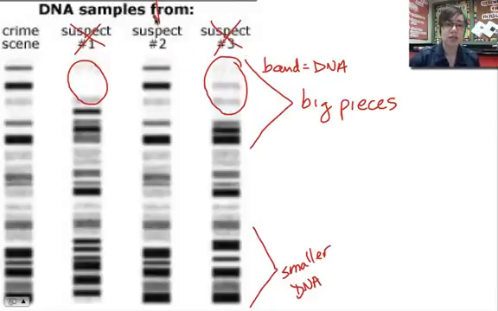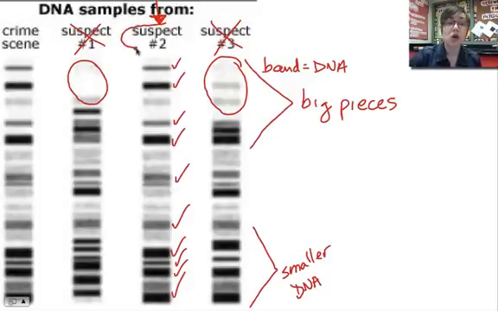That leaves us with suspect number 2 now. Suspect number 2, if we compare the bands, this one matches, this one matches, this one matches, this one matches, and if we go all the way down, we note that all of these are direct hits or direct matches to the DNA sample that we found at the crime scene. So what does that tell us? It tells us that suspect number 2 left genetic material at the crime scene.